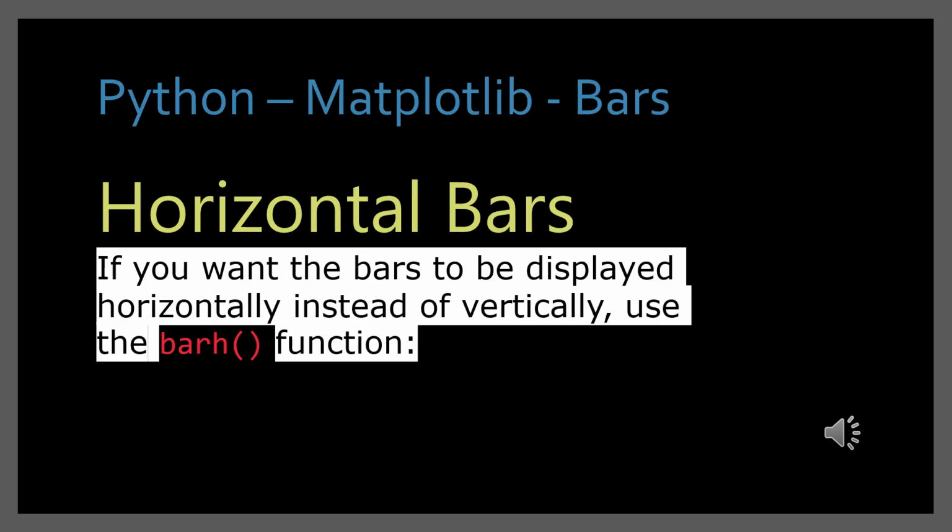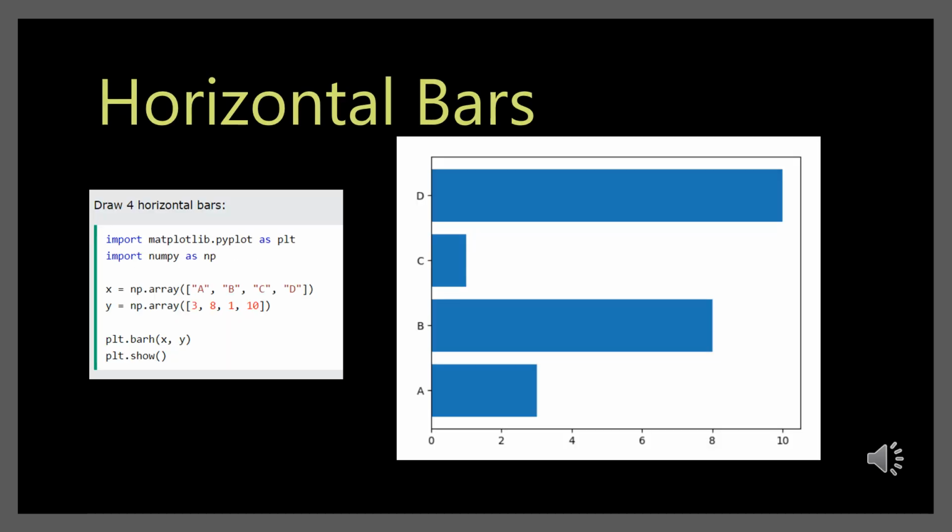We can also have horizontal bars. For that, we need to use the barh function. In this barh example, I have given the x, y, so now they will be listed as horizontal bars. You can see A, B, C, D, and E are listed as horizontal bars.